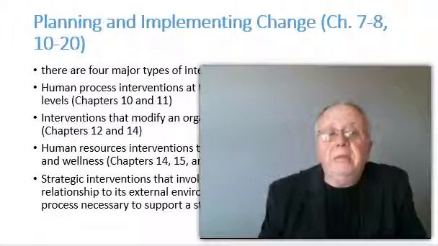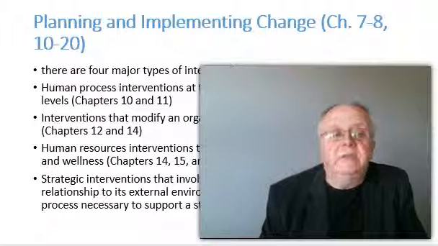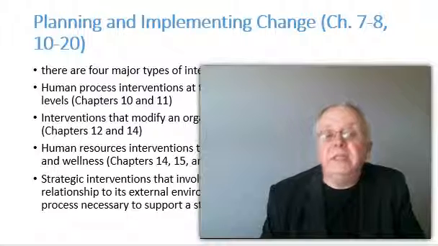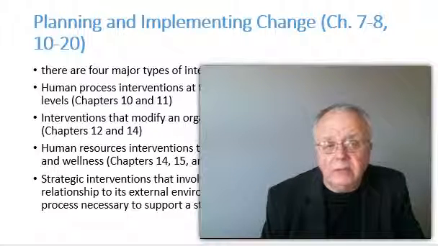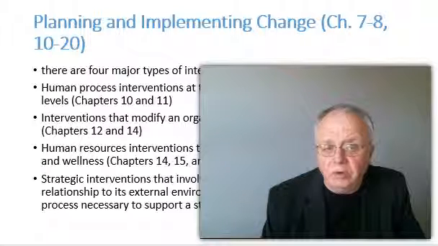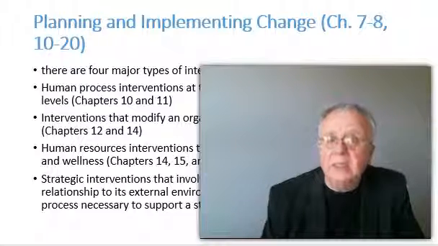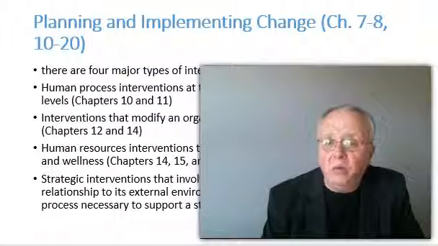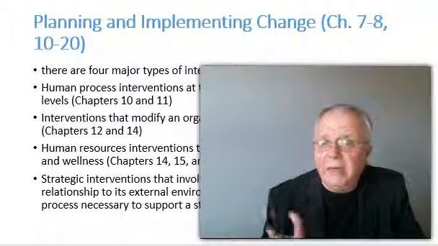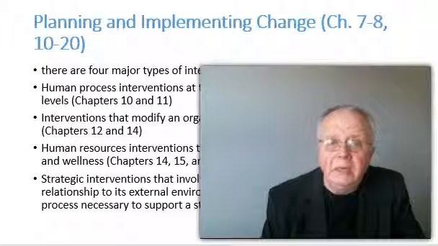Then we go to planning and implementing change. Chapters 7 and 8 and 10 through 20. There are 4 major types of interventions in organizational development. There are human process interventions at the individual, the group, and the total system level. There are interventions that modify an organization's structure and work design. Sometimes it's about changing the work directions and habits that will bring about change.